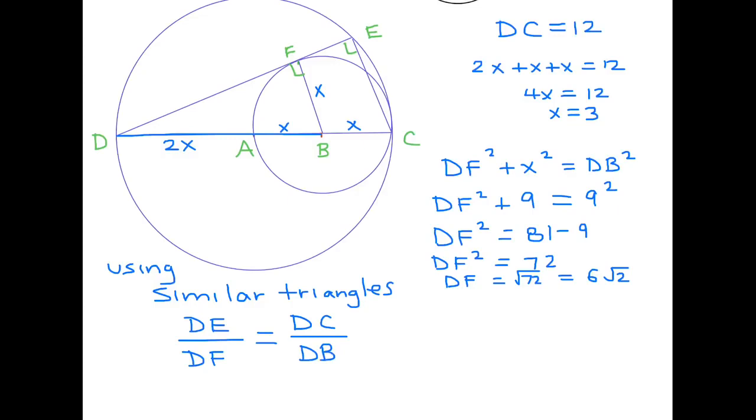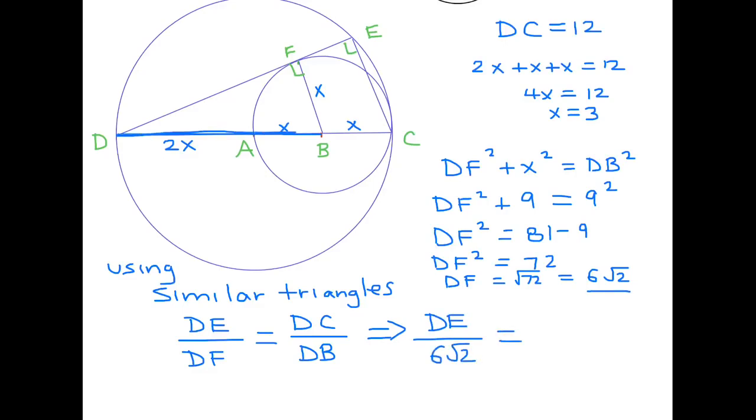If you're not familiar with similar triangles, practice a few of those questions and you'll understand it. It's actually very, very helpful and relatively straightforward to understand. So now we can plug everything in. DE is what we're trying to figure out. DF is 6 root 2. We just calculated that.